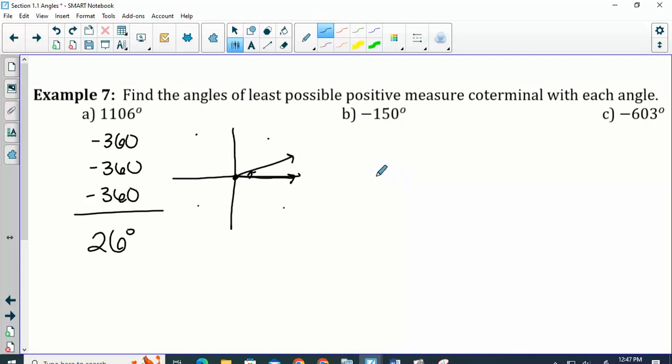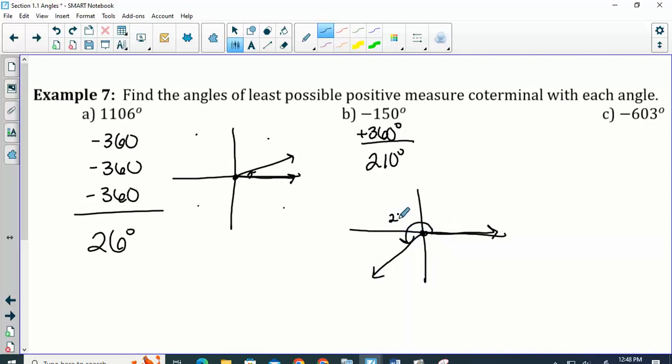All right. B. Negative 150. Okay, it's a negative, so you would add 360. And what's that give us? 210. Right, so if I asked you to draw that, I didn't, but I could. Standard position. This is 90, 180, so 210 would be a little bit further.